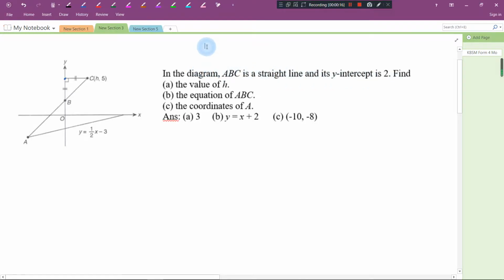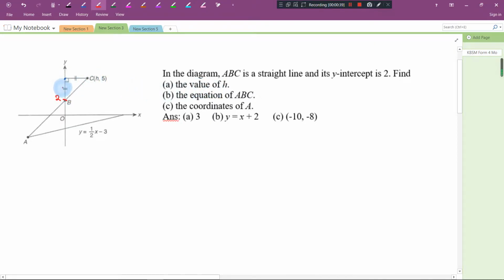In the diagram, ABC is a straight line and the y-intercept is 2. It's better that we transfer all the given information onto a diagram, so it's easier for us to solve it. Y-intercept is 2. It means that here is 2. Now we want to find the value of h.